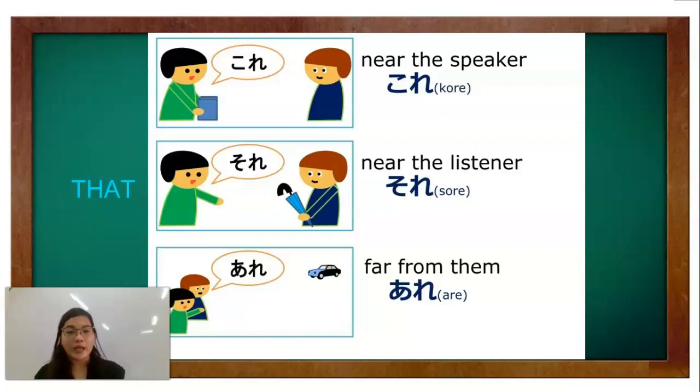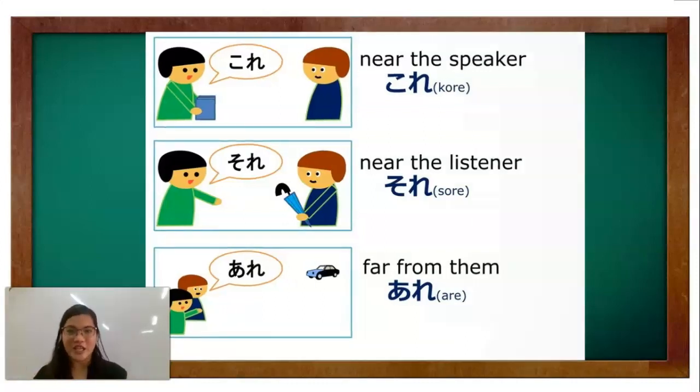Next, sore is near the listener, which means malapit sa kausap mo or maybe hinahawakan niya. And then next, are is far from both you and the listener, so malayo sa inyo ng kausap mo. In Tagalog it is ayun. So kore is ito, sore is yan, and are is ayun. Okay? So just like that.